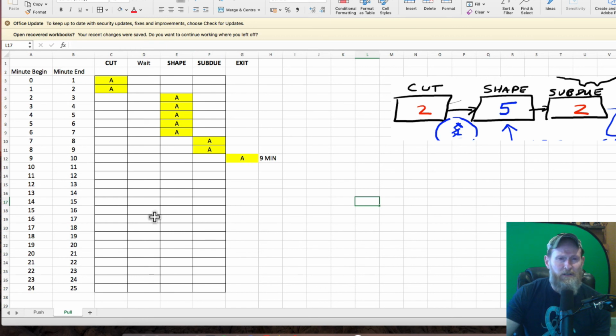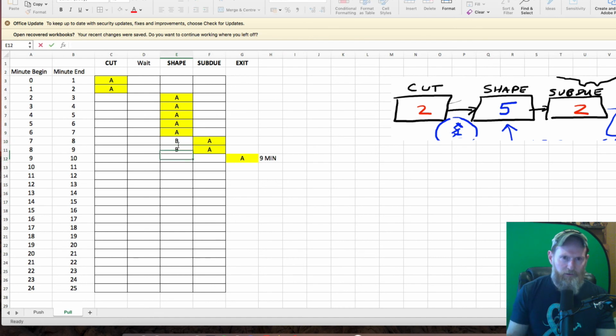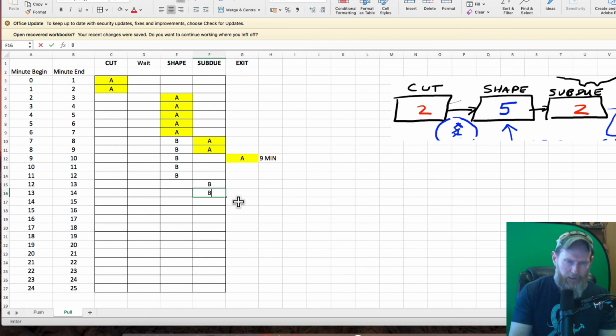Okay, so we have to be a little bit creative and think about how we backwards plan the flow based on the bottleneck, and that is the key. Again, we're assuming we can't reduce that bottleneck of 5 within the shape station. So we would want B to move right in here. So I'm just going to put B first. That's our second batarang of the day. Okay, and then B would go here and exit at the same place that it did before.